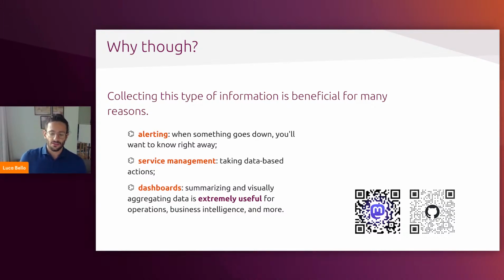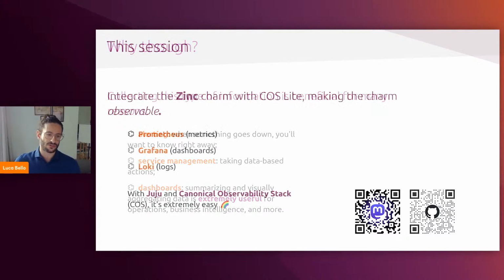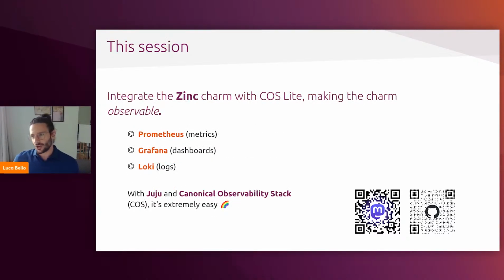In general, though, this is all good, but it's a little problematic because the observability field has lots of different tools, moving parts that are not so trivial to integrate with your system. This is the exact problem that Juju and COS, the Canonical Observability Stack, try to solve, to make this job easy. So today we're going to integrate the Zinc charm, which you might have seen a couple of times already, with COS Lite by making it observable. We'll add specifically 3 integrations: with Prometheus for metrics, with Grafana for dashboards, and with Loki for logs.